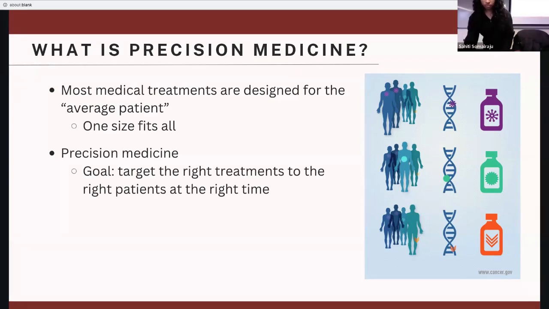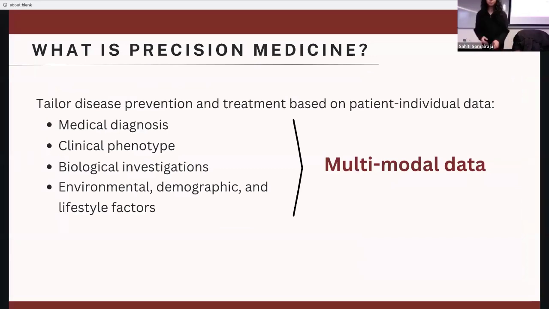Another goal of precision medicine is being able to tailor disease prevention and treatment based on patient individual data. This data could include things like medical diagnostics, clinical phenotype, biological investigation, such as laboratory studies and imaging, and then also environmental, demographic, and lifestyle factors. All of these taken together is called multi-modal data, since they represent information from multiple domains.